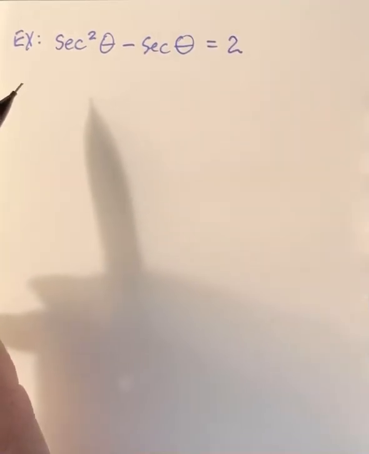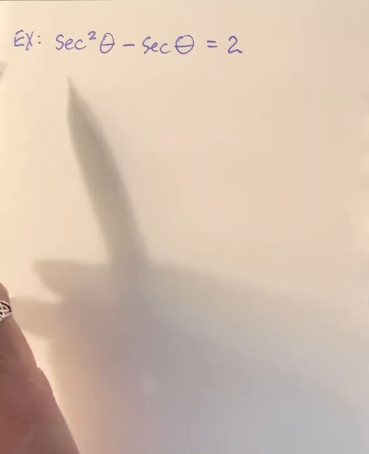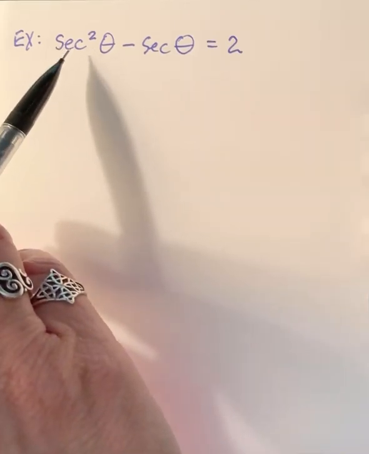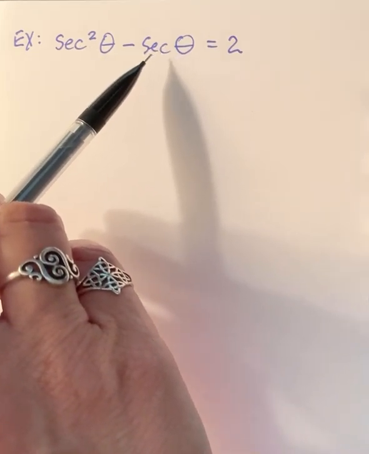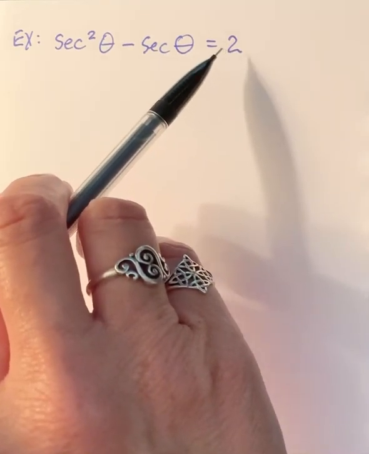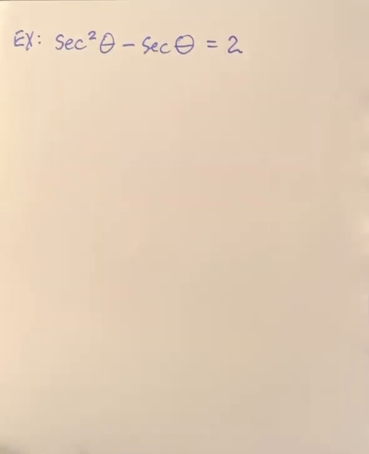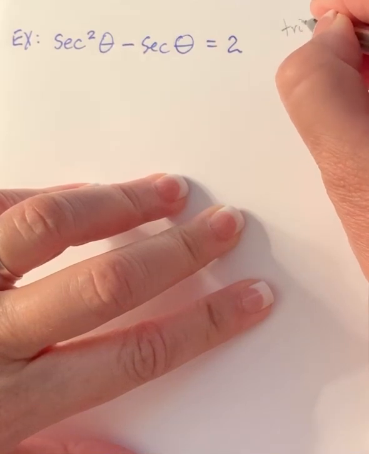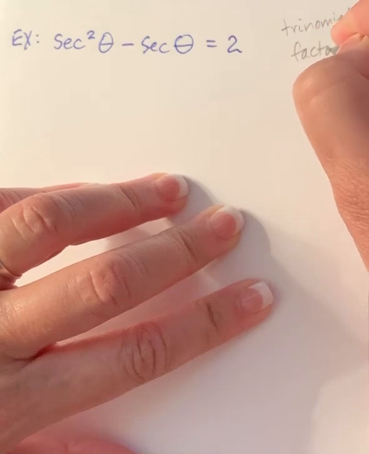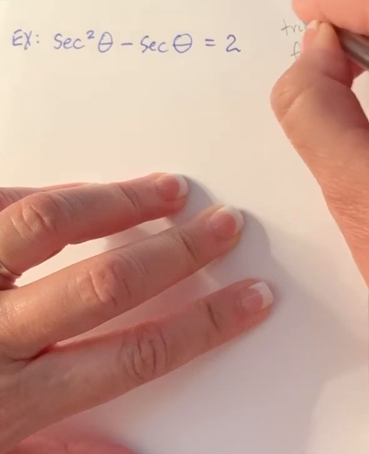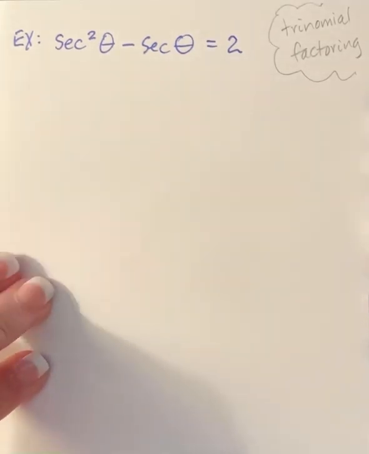This is the third type of trig equation that can be thought of in quadratic form. This one has a trig function, secant, that's squared. It also has it just to the regular first power, but this one's not set equal to 0. So it really has 3 terms. So we're going to have to use a more complicated technique. We're going to put this as a trinomial with 3 terms, and then we will factor it. So we'll have to use techniques of trinomial factoring.